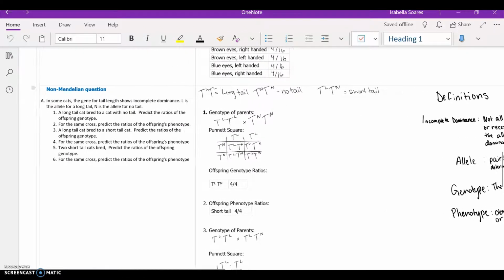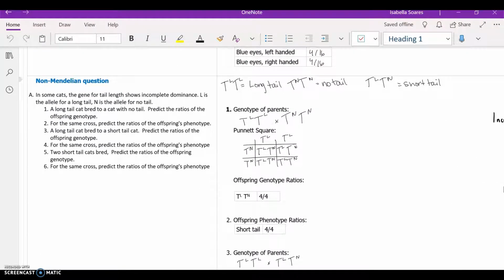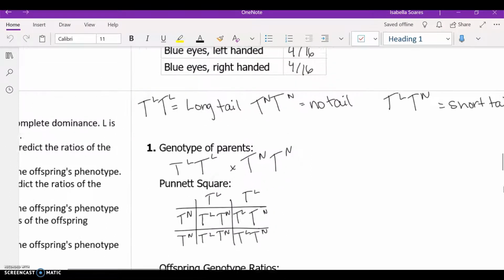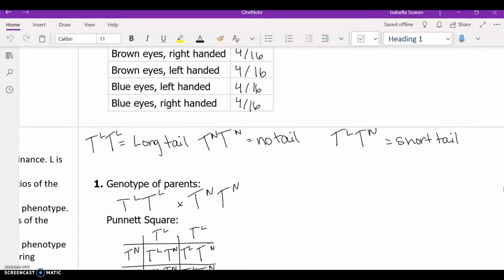So, let's read the question. In some cats, the gene for tail length shows incomplete dominance. Capital L is the allele for a long tail, and capital N is the allele for no tail. As we can see here, I wrote out the alleles. Capital T, capital L, capital T, capital L is a long-tailed cat. Capital T, capital N, capital T, capital N is a no-tailed cat. Capital T, capital L, capital T, capital N is a short-tailed cat.